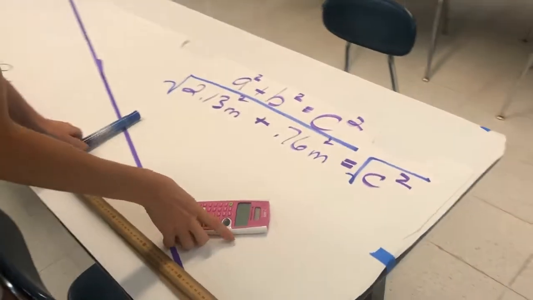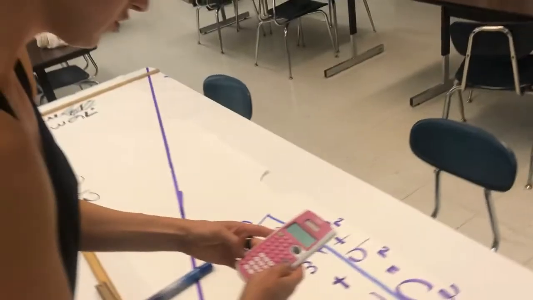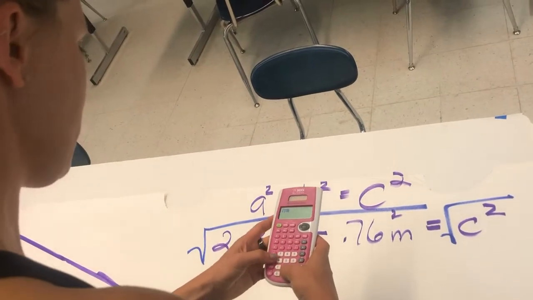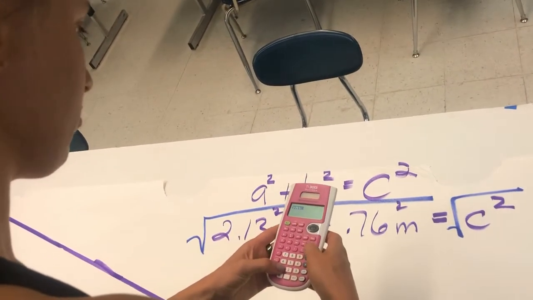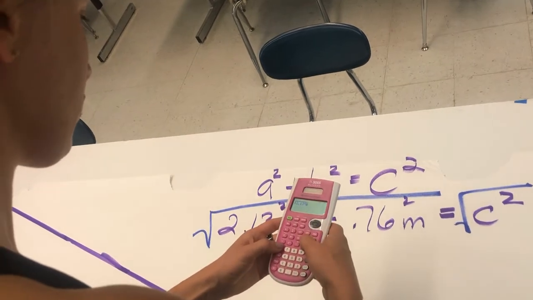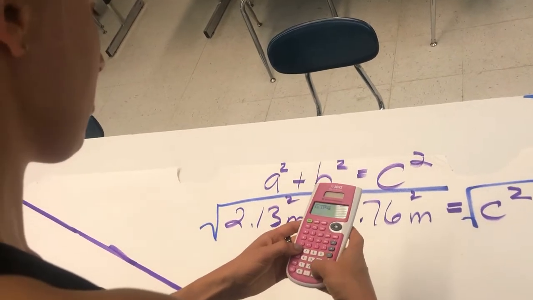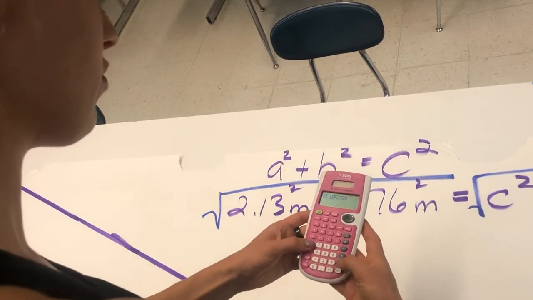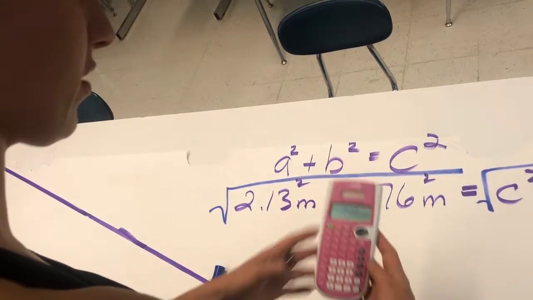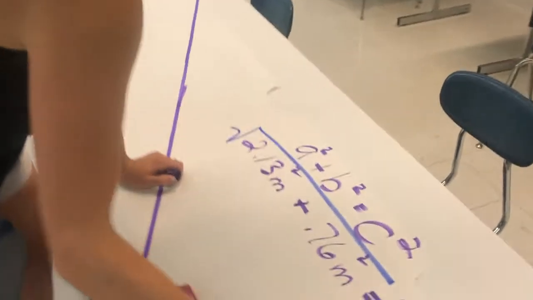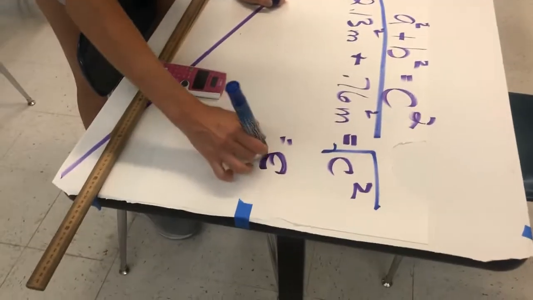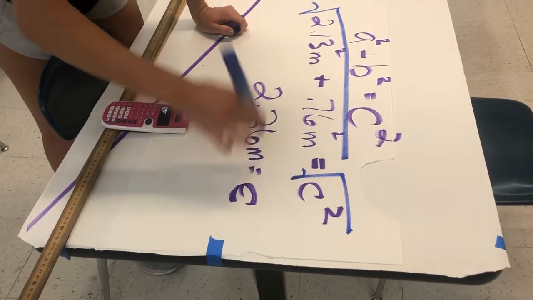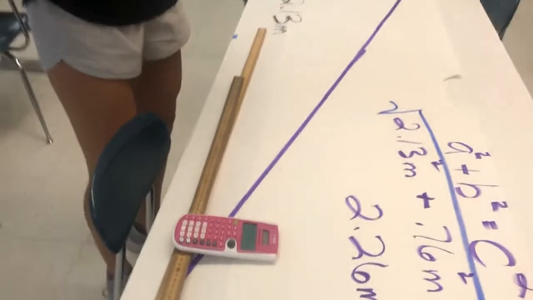Let's plug it in. Okay, so square root, I'm gonna say, do you think I should put it in parentheses? Oh, it's too late now. Squared plus 0.76 squared. I'm gonna say equals, and I get 2.26. So I'm gonna say C equals 2.26. What are we talking about? Meters.